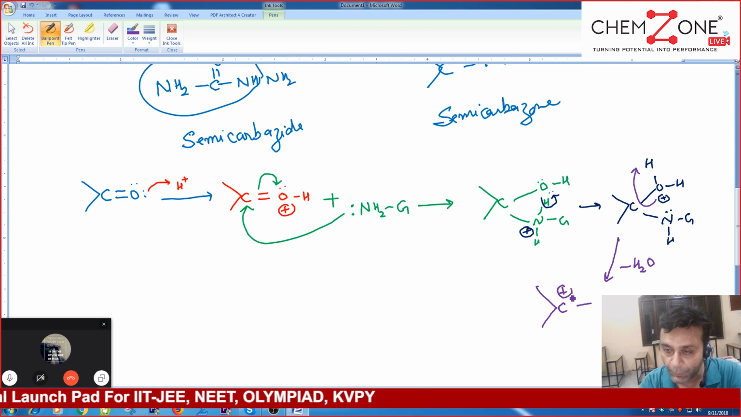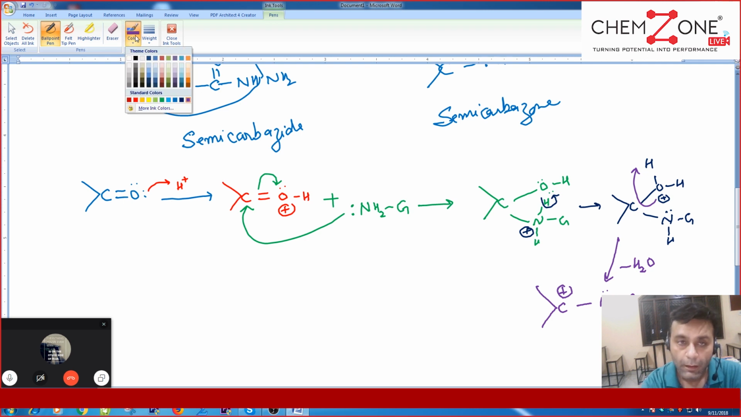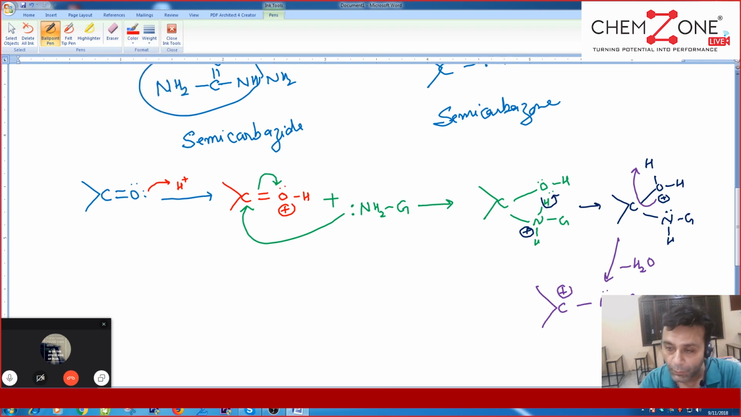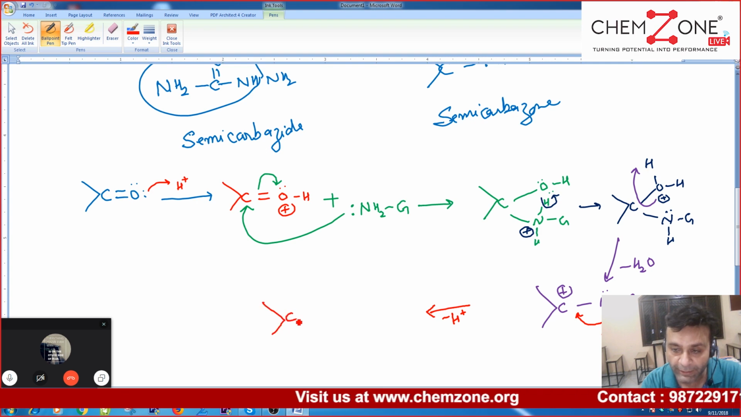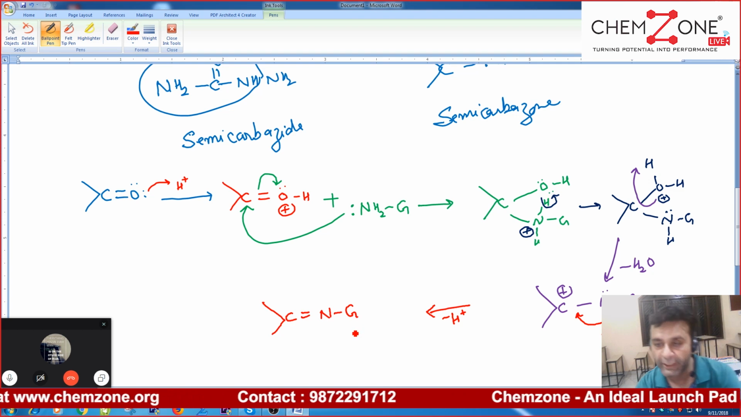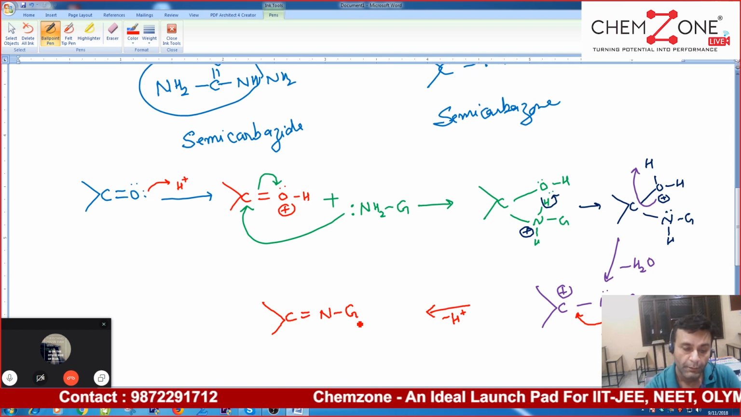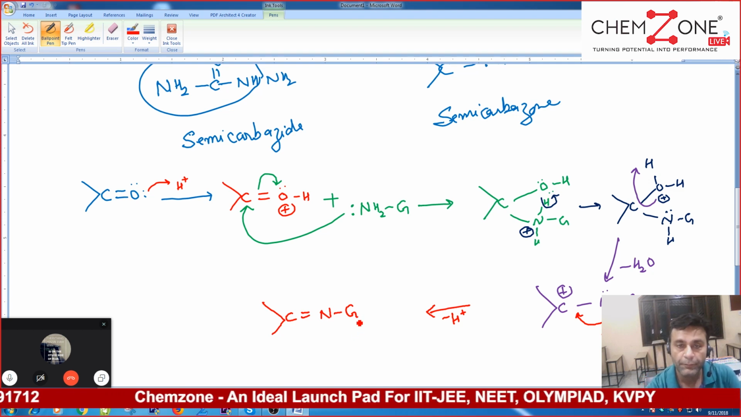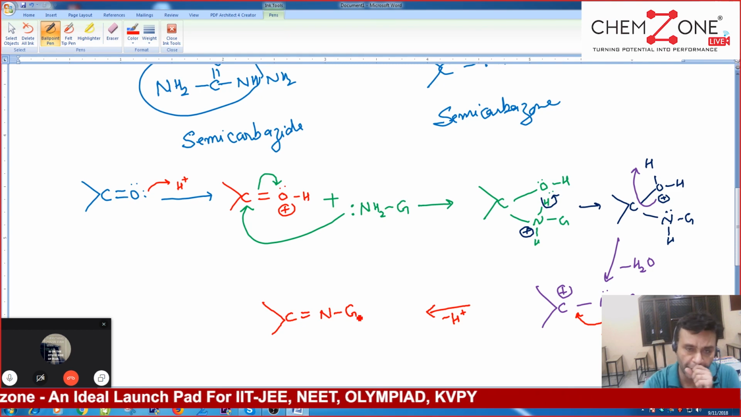Now the carbon acquires a positive charge, and now H positive is lost, and a double bond is formed here. The catalyst was the acid here, it was added in the beginning, now it has gone out, and this is the ammonia derivative, right?